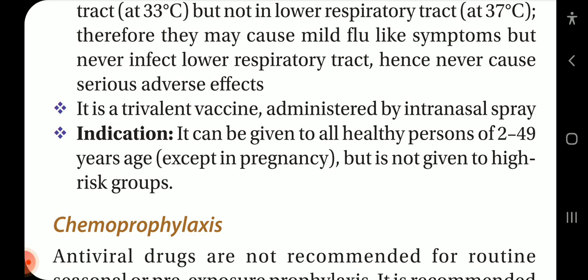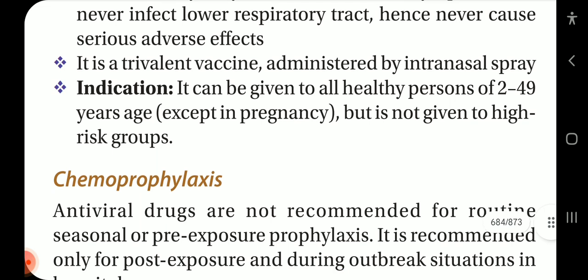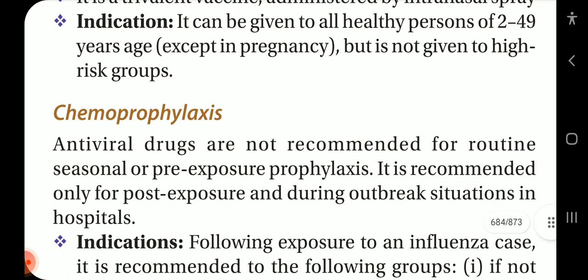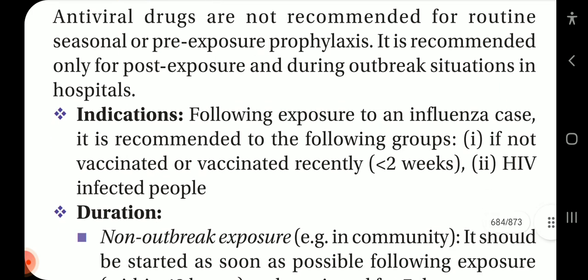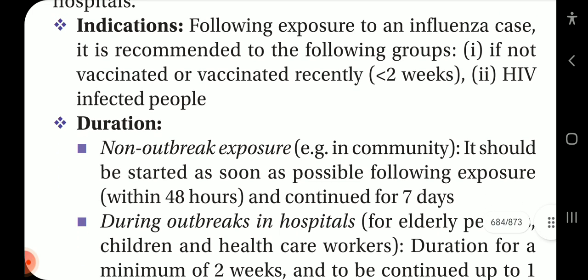Indication: it can be given to all healthy persons of 2 to 49 years of age except in pregnancy, but not given to high risk groups. Chemoprophylaxis. Antiviral drugs are not recommended for routine seasonal or pre-exposure prophylaxis. It is recommended only for post-exposure and during outbreak situations in hospitals. Indications: following exposure to an influenza case, it is recommended to the following groups: if not vaccinated or vaccinated recently, less than 2 weeks, or second, HIV infected people.